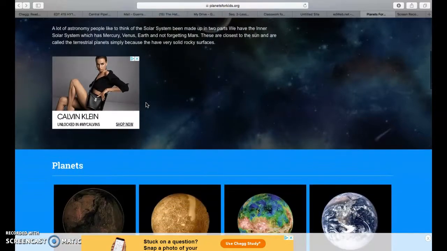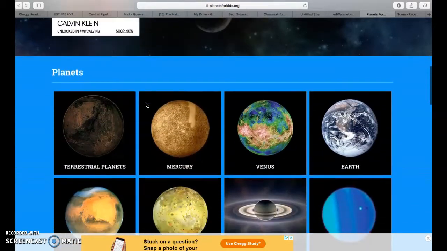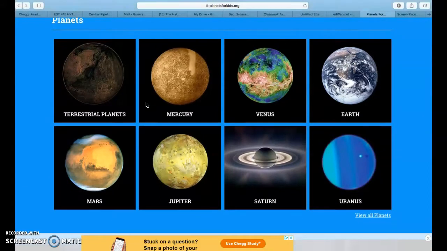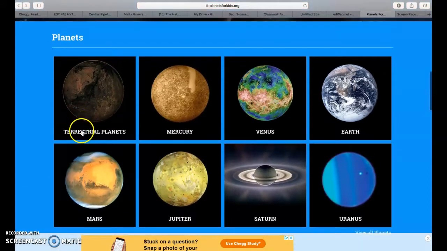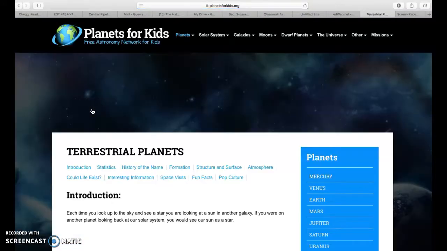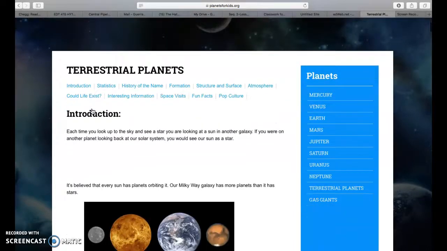If you scroll down, Planets for Kids will give you a rundown of all the planets we see in our solar system. Terrestrial planets are what I'm focusing my lesson on. If I click the icon of the terrestrial planet, it'll expand into an explanation of what terrestrial planets are.